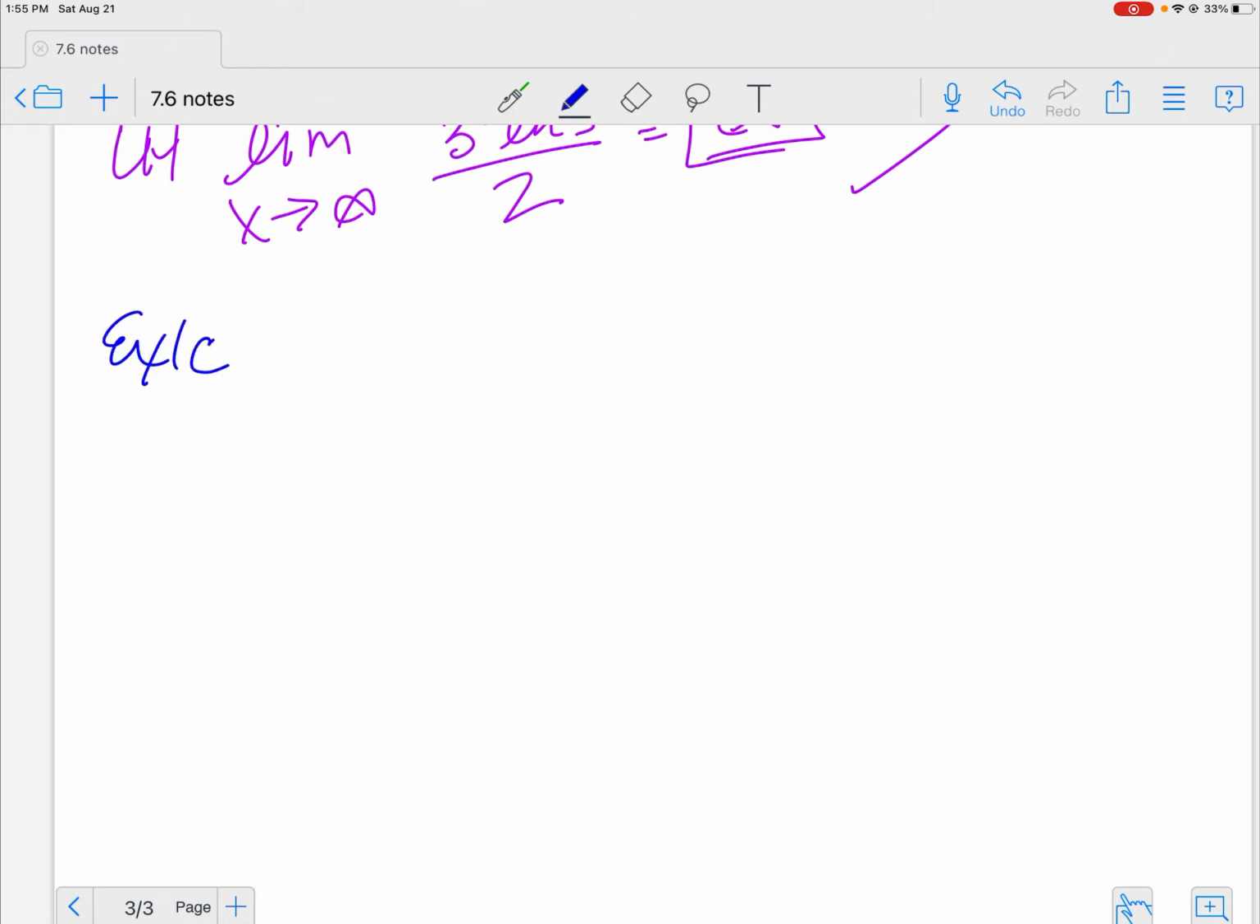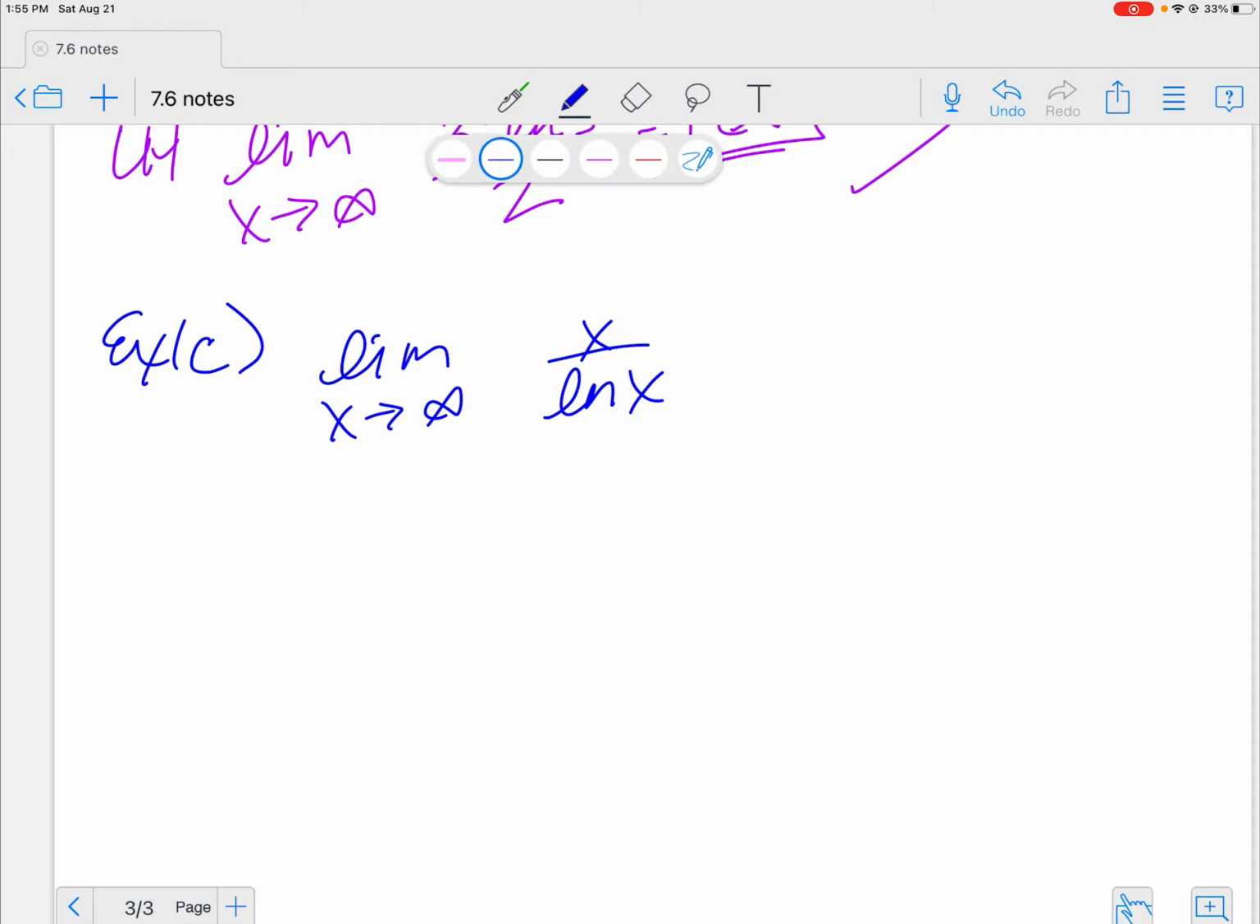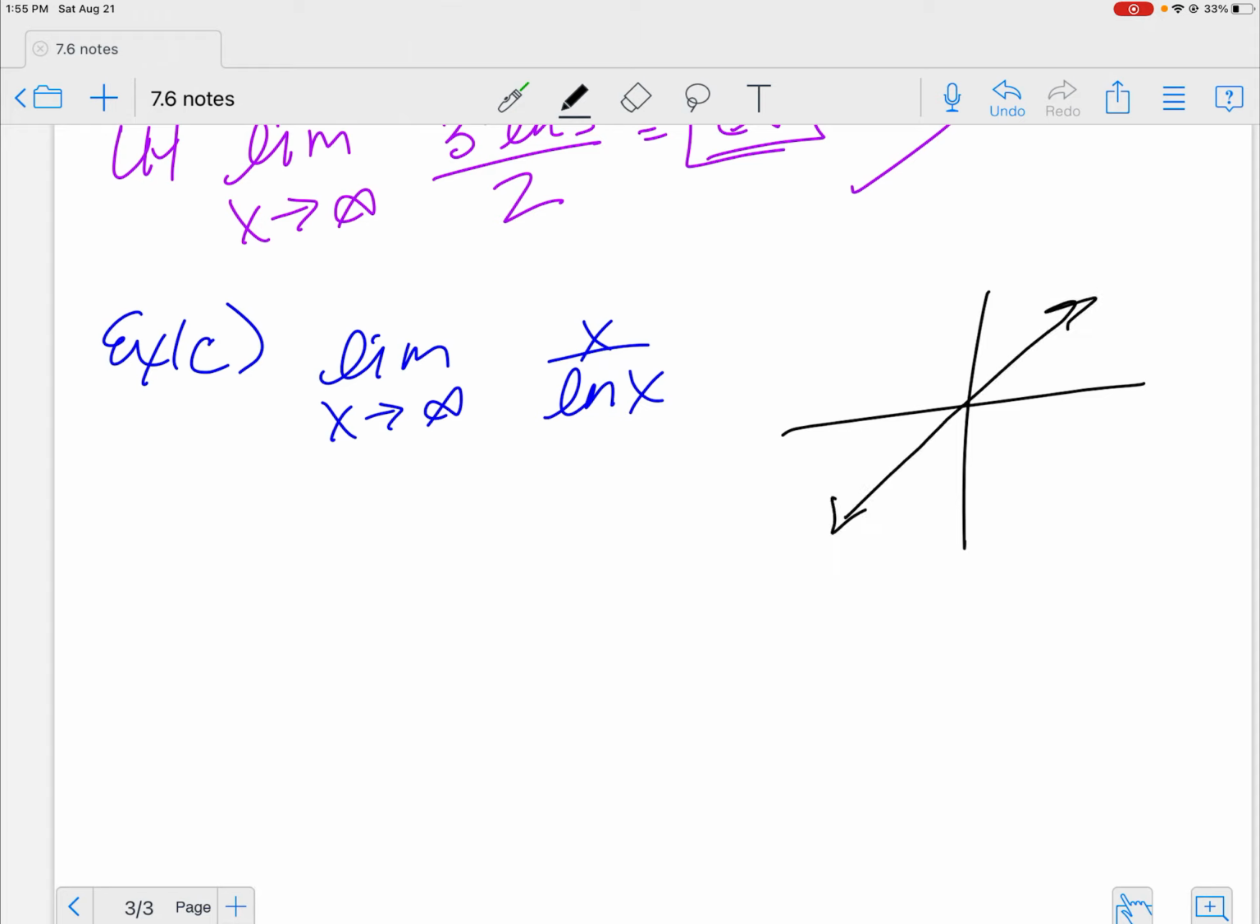Let's do example 1c. I'm going to take the limit as x approaches infinity of x over the natural log of x. Again, I am absolutely on board with you writing this answer as infinity. Do you know why? Look at the graphs. This is y equals x, right? This is y equals the natural log of x.